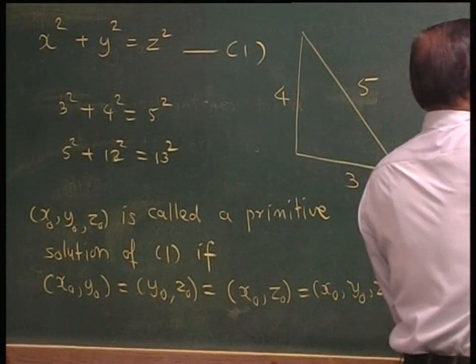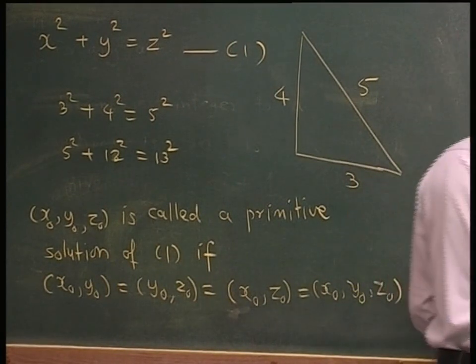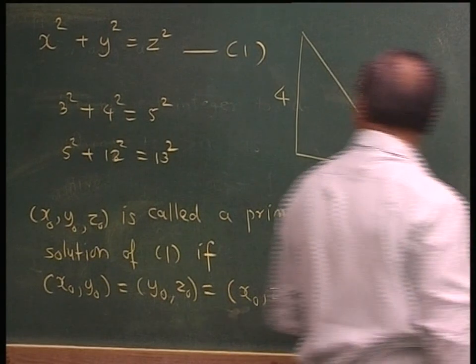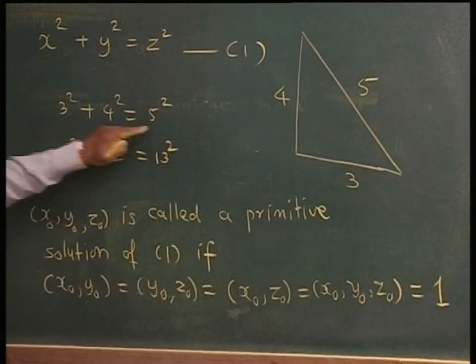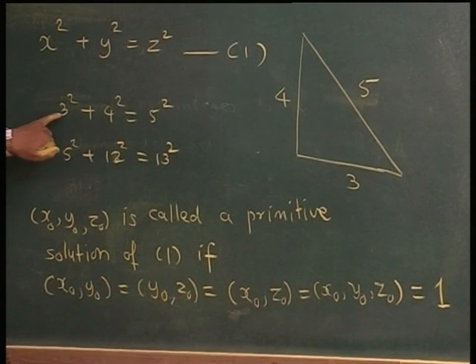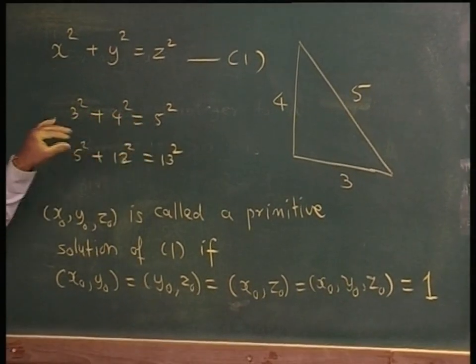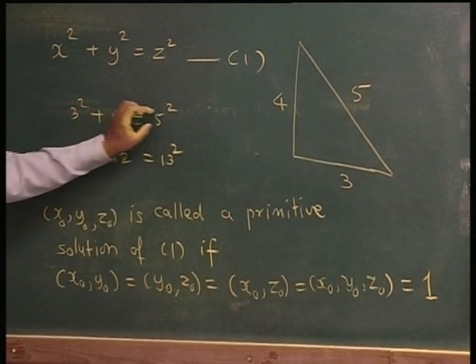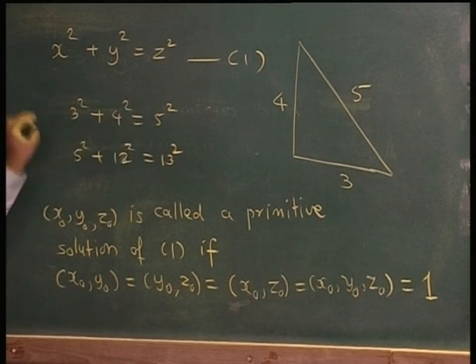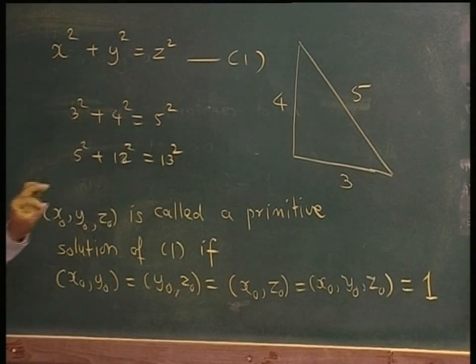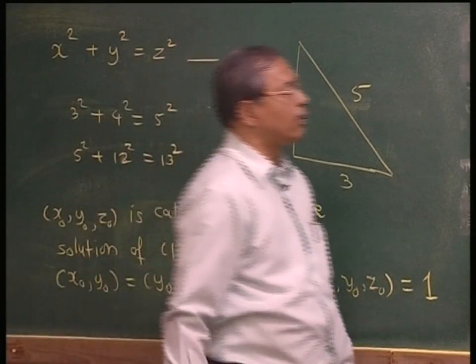Now, from a primitive solution, like 3, 4, 5, that's a primitive solution, you can multiply this by 2, say 2 into 3, 2 into 4, 2 into 5. So 6 square plus 8 square equal to 10 square. So from a primitive solution you can get other solutions. So it is sufficient to find out primitive solutions. Now how do you get primitive solutions? There is a formula for primitive solutions.